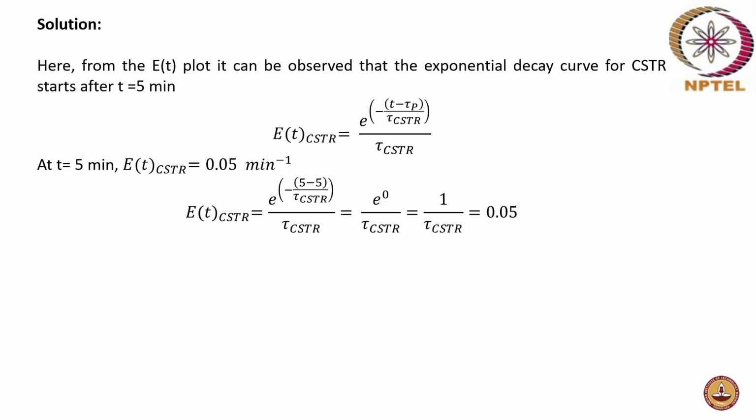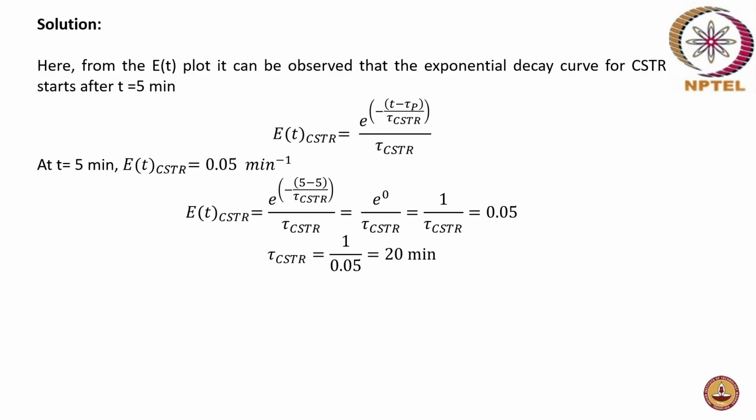Okay, so substituting both in the expression, we get exponential of minus of (5 minus 5) by tau CSTR, the whole divided by tau CSTR, which is nothing but exponential of 0 by tau CSTR. So, e power 0 is nothing but 1. So, 1 by tau CSTR is equal to 0.05, because we know that E at time equal to 5 minutes is 0.05. That means your tau of CSTR is 1 divided by 0.05, that is equal to 20 minutes.